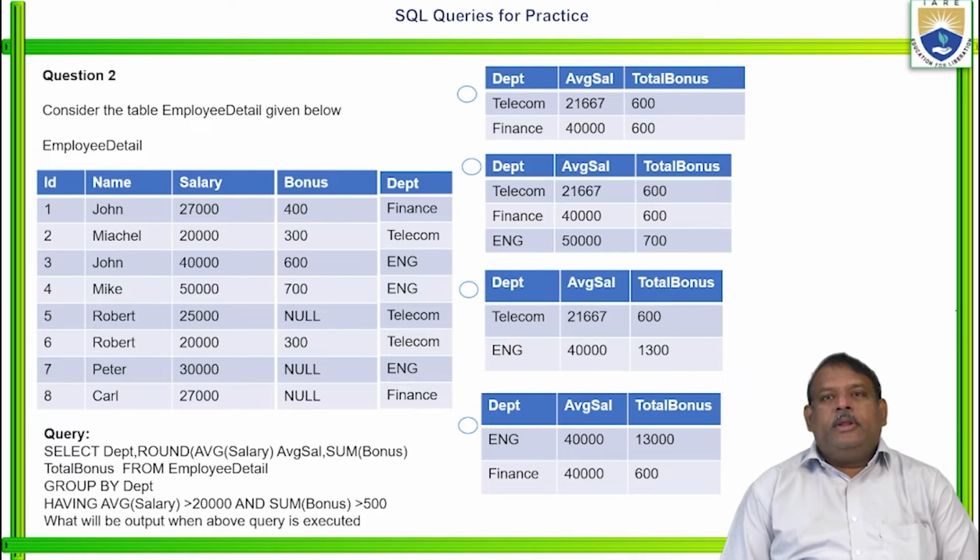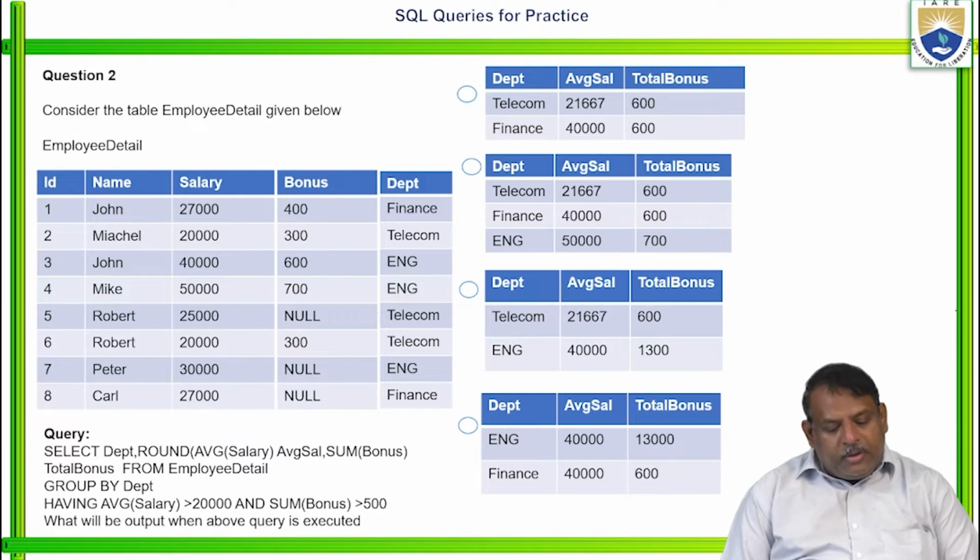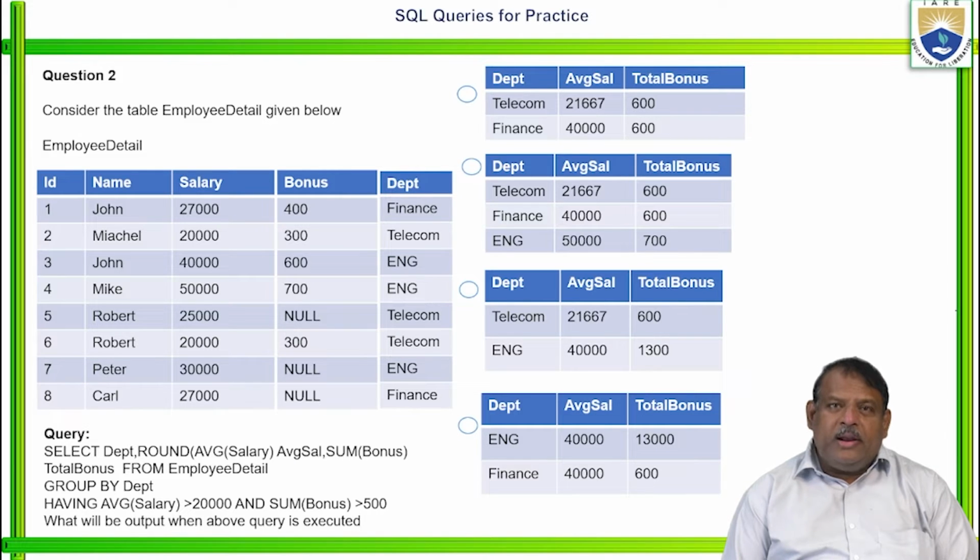Okay, next question is also having a group by and having clause. Now we'll try to solve this problem. Here an employee detail table is there: employee ID, employee name, salary, bonus, and the department where he belongs. There are 8 records here.